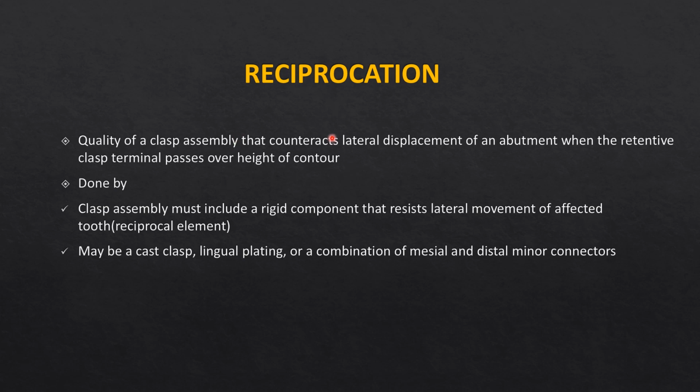So the reciprocation is achieved by the rigid component that resists the lateral movement, which is known as the reciprocal element or the reciprocal arm. This may be a cast clasp, or it may be the lingual plate in case of a mandibular major connector, such as Kennedy's bar or the double lingual bar or the lingual plate. They also act as a reciprocal arm in case of a CPD framework.